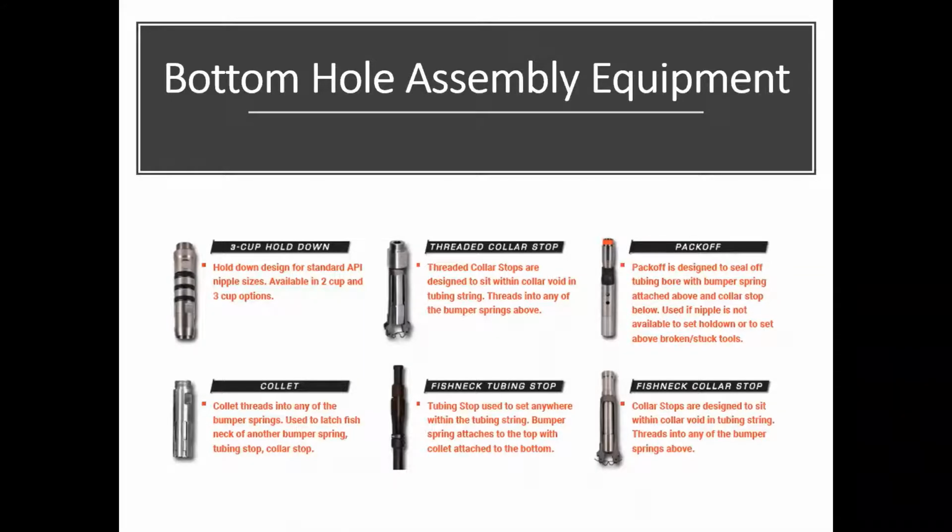A tubing stop is designed to be attached to the bottom of a bumper spring assembly and hold the BHA in the tubing string using locking dies. One thing to note, if you're wanting to retain fluid above the BHA assembly with a collar stop or a tubing stop, a pack-off assembly must be included to seal between the BHA assembly and the tubing walls. A collet is used to latch equipment with a fishing neck like a collar stop, tubing stop, or other bumper springs. A standing valve can also be included in the BHA.